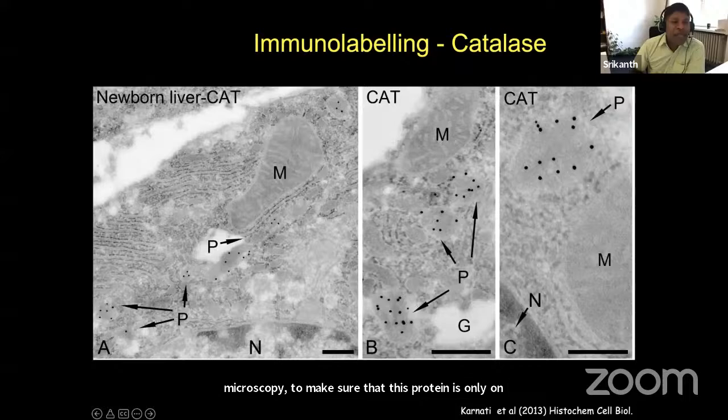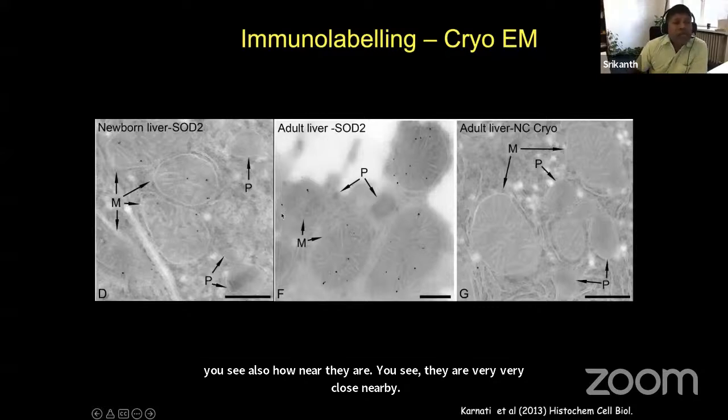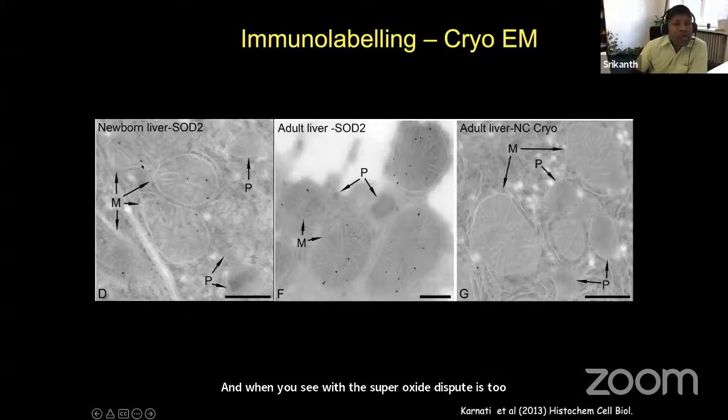So I used the liver, and then you see the catalase, and you can see very nice mitochondria of the liver and a very beautiful labeling of the peroxisomes, the typical specific labeling for catalase. And in the different regions, all the peroxisomes are clearly labeled with catalase, but the mitochondria are completely empty. So you also see how near they are, very, very close nearby. And with superoxide dismutase 2, the SOD2 immunolabeling, you can see clearly the mitochondria are labeled, but the peroxisomes are negative.